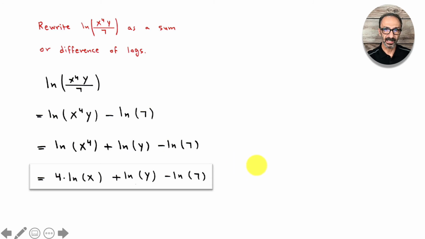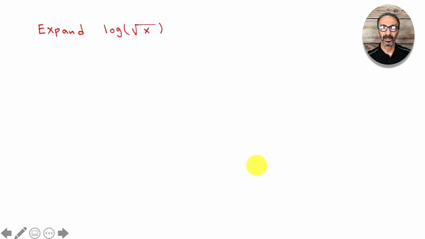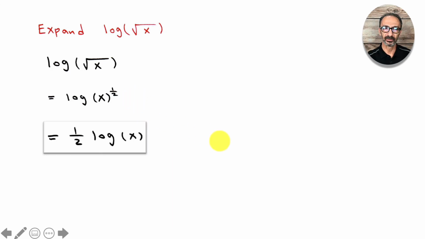Let's take another example. Log of the square root of x. How can I use the power rule here? Because I don't have a product or a quotient, so I'm thinking power rule. Well, the square root of x could be written as x to the power half. Then I could take the half up front, and I'm done.